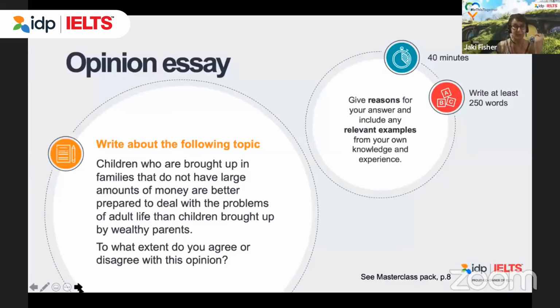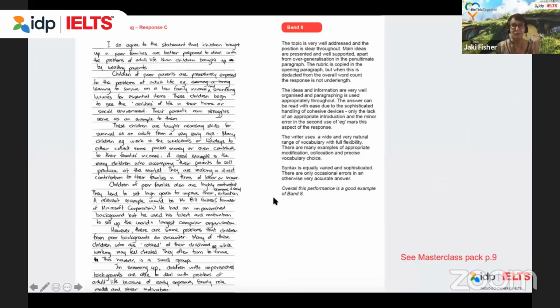So let's have a look at one. This is a real one written by a candidate, and this is in your notes. They got band 8, so this is considered a very good score for writing. The notes from the examiner are here, so you can read those. Let's just have a look. The reason why this is very good is because the person thought of good reasons and examples, and the structure is very clear. Okay, so let's have a look at that.